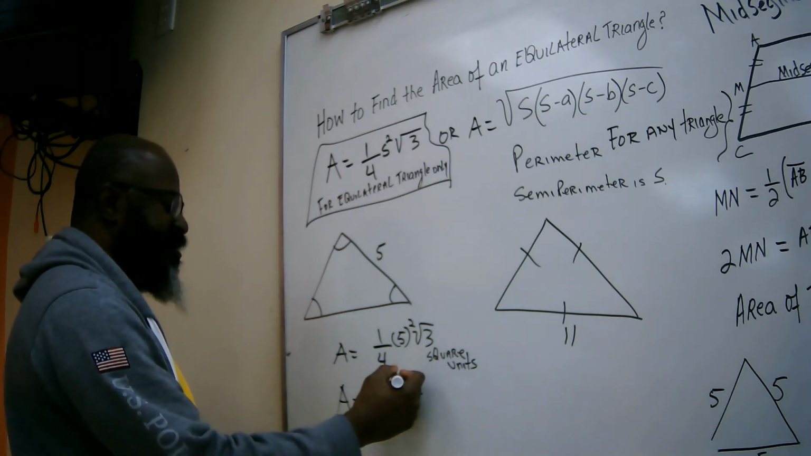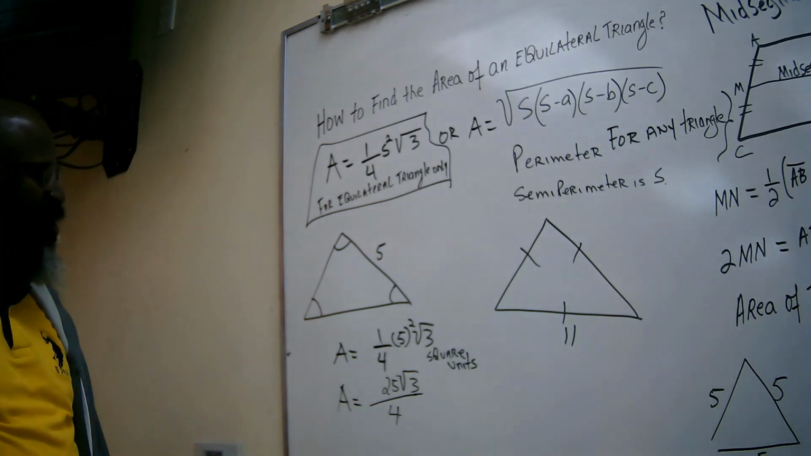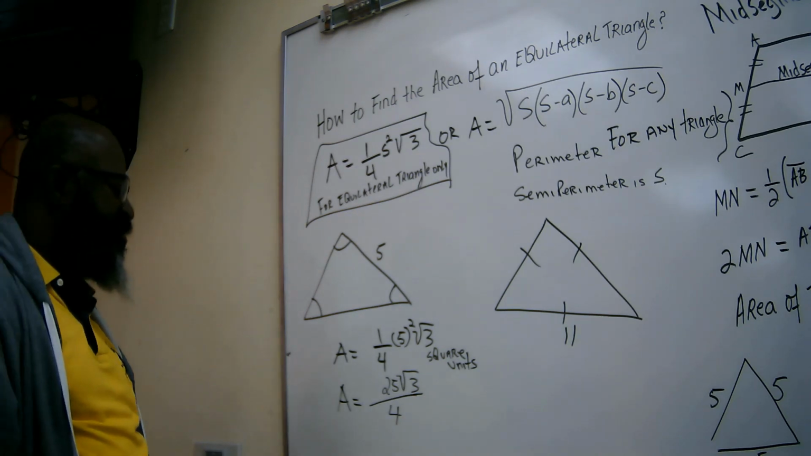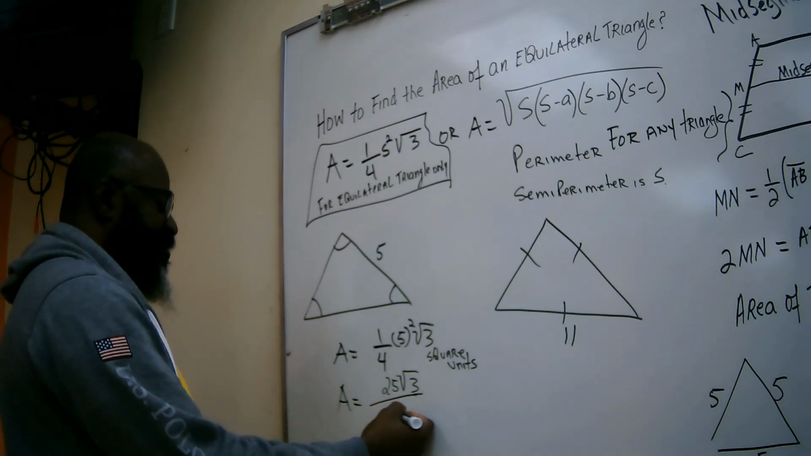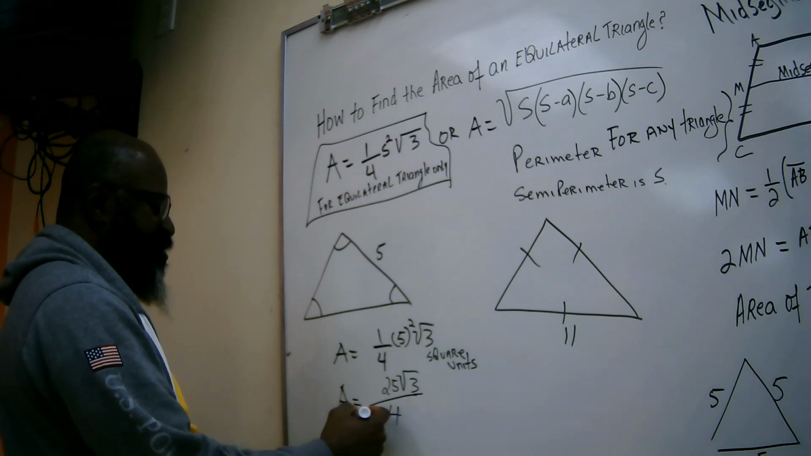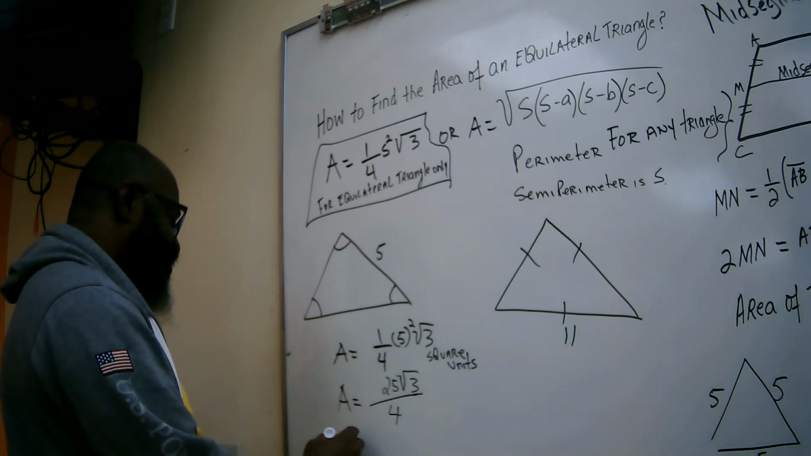Well, since many of you want to change that to decimal, you don't have to, you can leave it as that. Alright, if you change that to decimal, how many times does 4 go into 25? That will be 6 1/4, that's about 6.25.